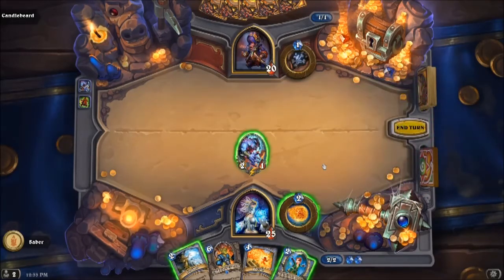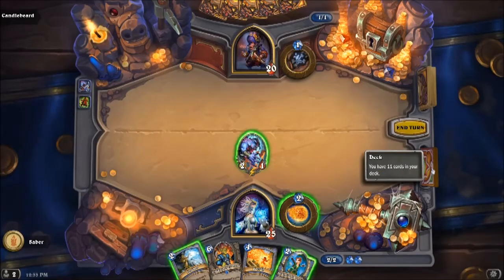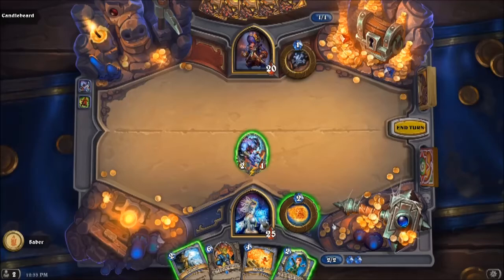Let's see, so he has no other cards. So now we're down to 11 cards. That means any one of the cards in the deck. So we had 4 1-cost cards, and we've drawn one of those. One of them is the quest, which we don't need to worry about. So we've got 2 cards in there that are 1-cost. So that means we've got a 2 in 11 chance of drawing a 1-cost card.